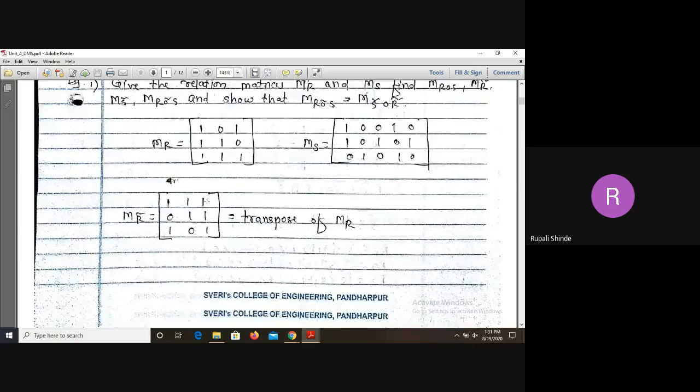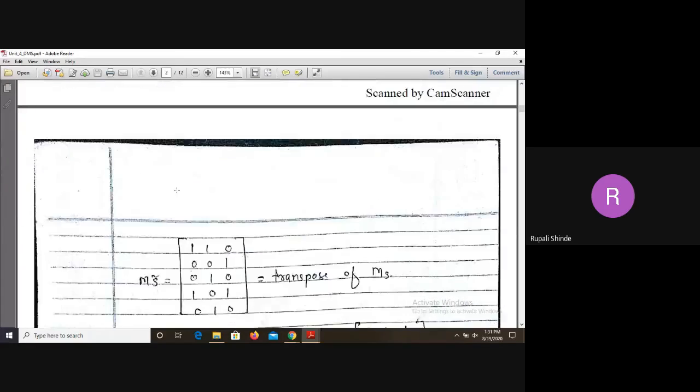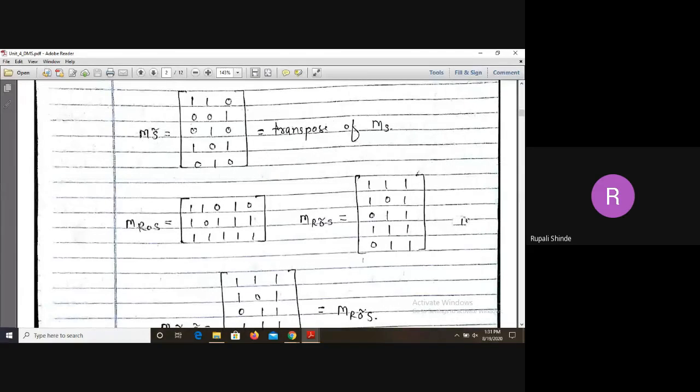Next, they have asked the matrix for R composition S converse. First we find the matrix for R composition S. To find the matrix for the converse of the composition, we follow the same strategy: convert rows into columns and columns into rows. Here 11010 is the first row, so we take this as the first column. That's why I have written 11010 as the first column.